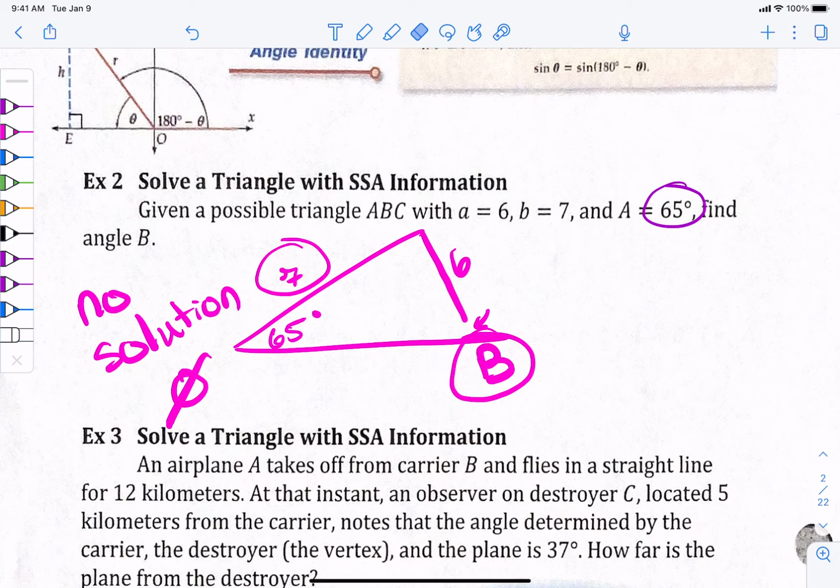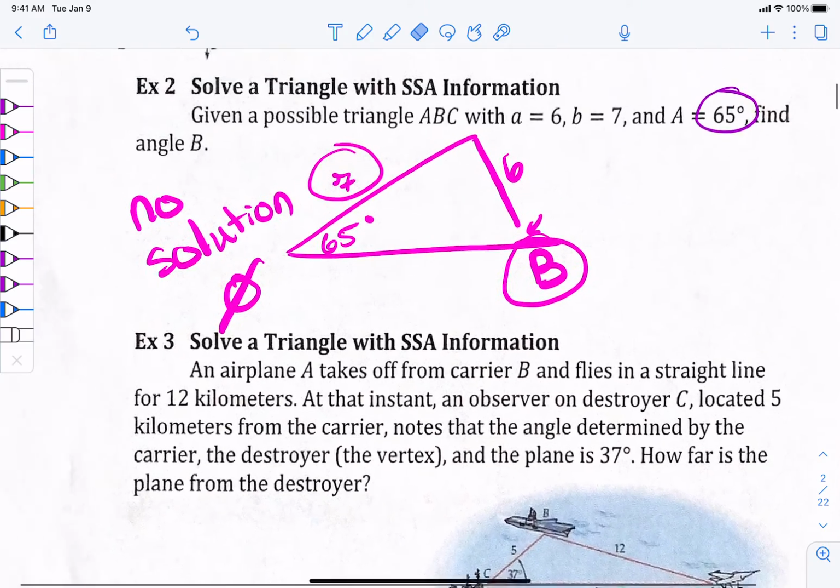Okay, so just go through those two charts and check out the relationship and see whether you have a triangle or whether you don't have a triangle. Okay, good? What's up?